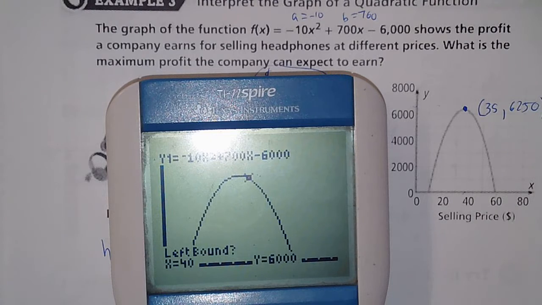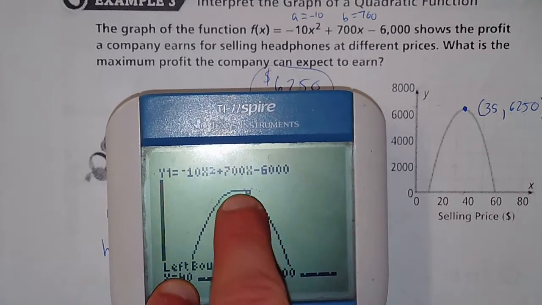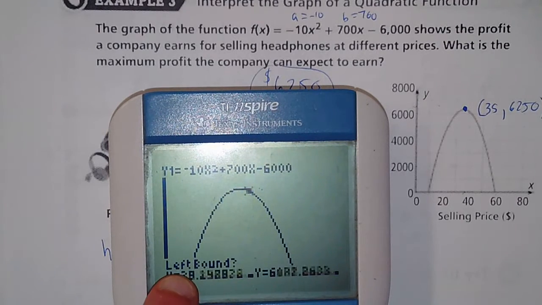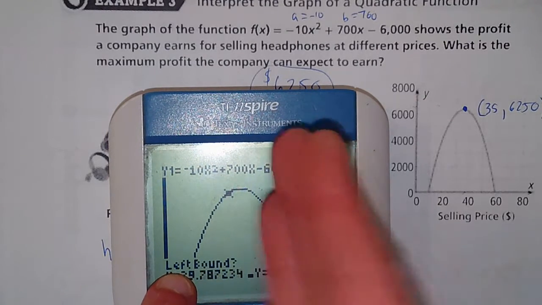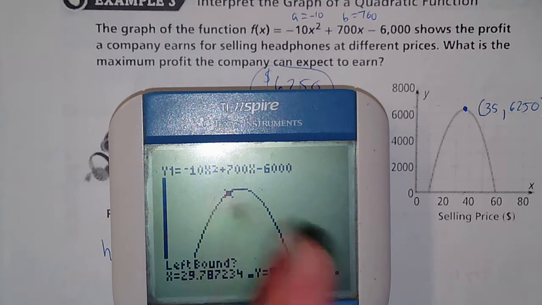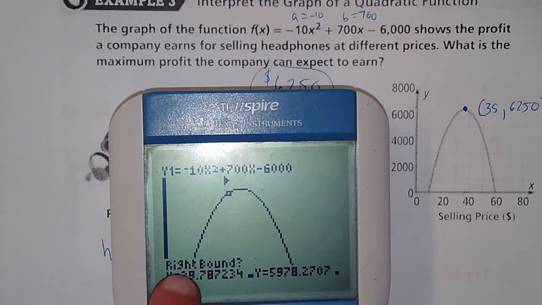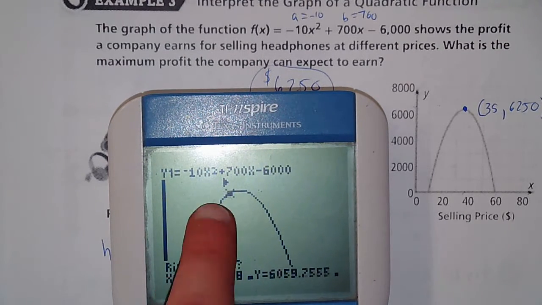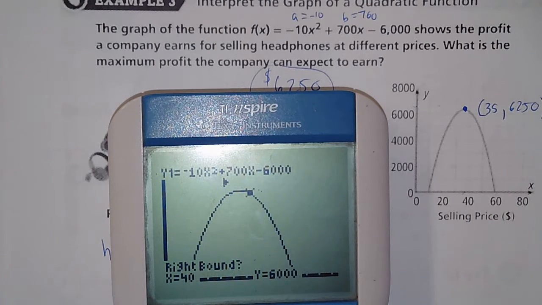Now, these actually are important. They're going to say left bound, right bound, and guess. We know that maximum point is somewhere right up here. So when they say left bound, you have to put your cursor somewhere to the left of that maximum. If I put it over here and press enter, now it says right bound. So now I need to put it somewhere to the right of the maximum. Then I press enter, and it'll now say guess.